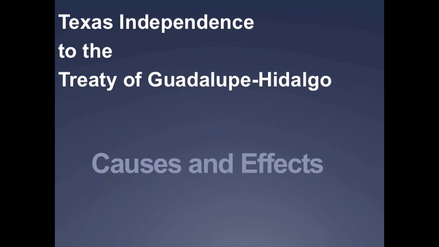So tonight's homework will be from Texas independence through the Treaty of Guadalupe-Hidalgo. This will cover the cause and effect correlation between Europeans moving into Texas and eventually the United States conquering Alta Mexico. Please enjoy.